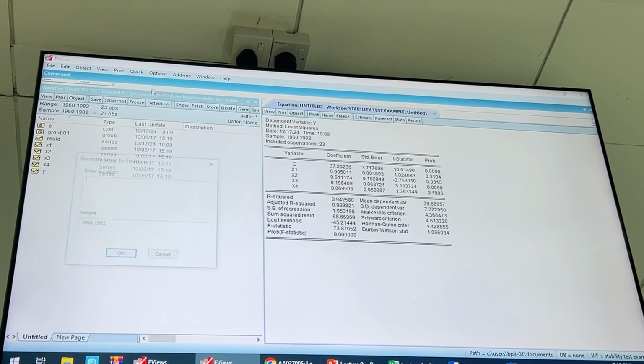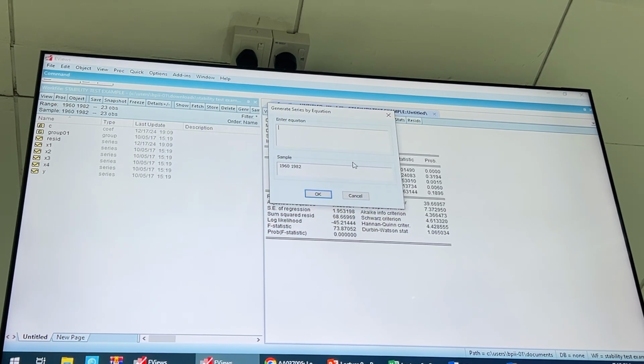Quick generate series. Then you can create a dummy variable. Let's say D1 equals... Because we have annual data, year greater than 1976. No, sorry, 1996. So if we create a dummy variable, we assign 1 for the period starting from 1977. Okay, you can see now.